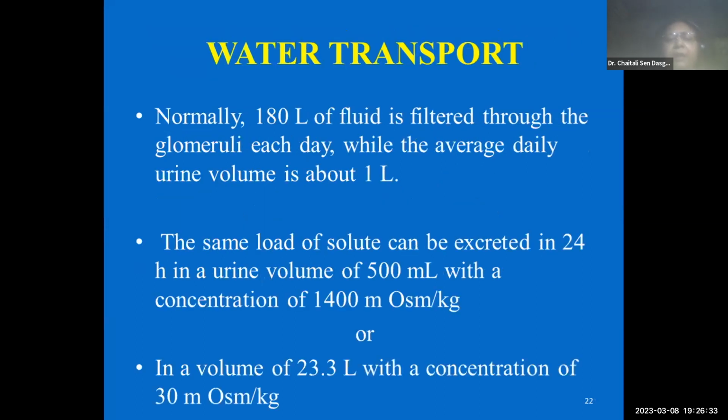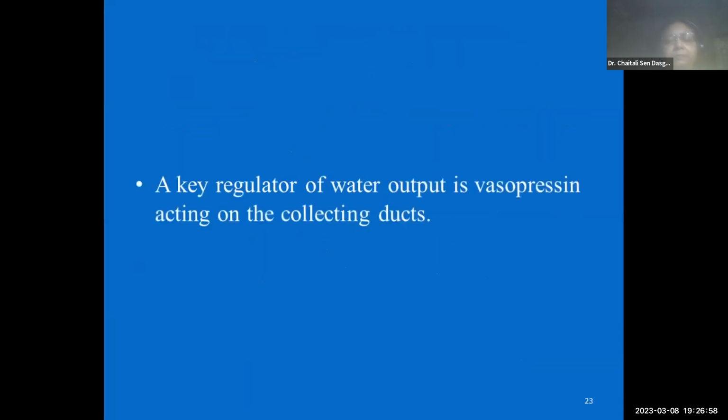Normally, 180 liters of fluid is filtered through the glomeruli each day, while the average daily urine volume is 1 liter. The same load of solute can be excreted in 24 hours in a urine volume of 0.5 liters, when the concentration increases up to 1,400 mOsm/kg, or it can be excreted in a volume of 23.3 liters when the concentration goes down to 30 mOsm/kg.